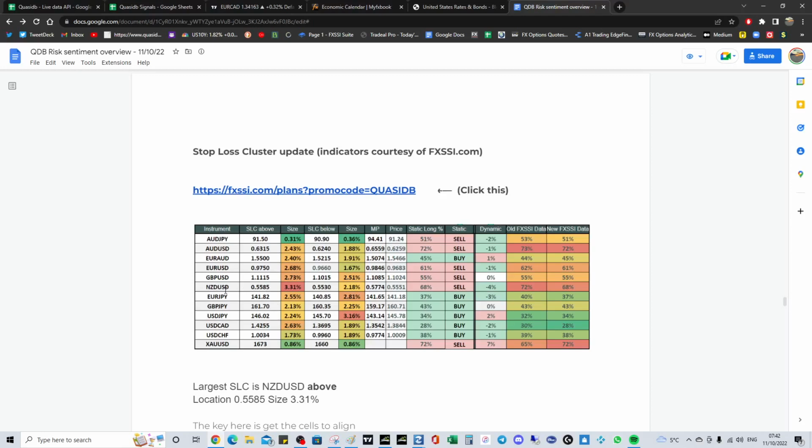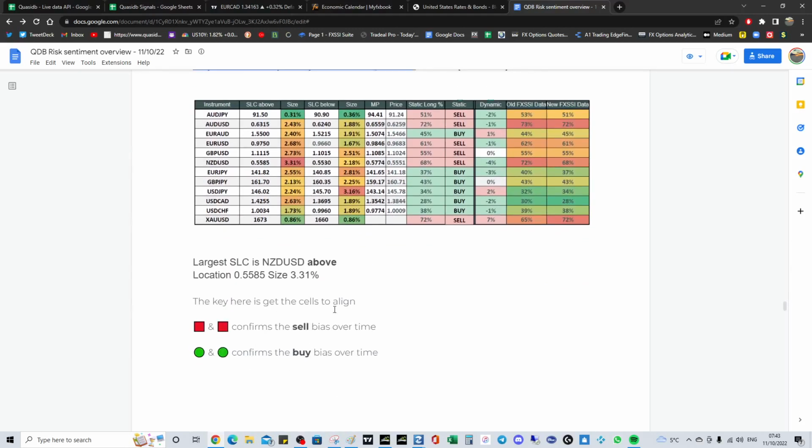And the largest stop loss cluster is NU. And so that's of note. That's new. And it's above at 5585. Whether or not it's going to be safe, it probably will be because we're risk off. So we shouldn't be going up to get that stop loss cluster. And the key here is to get the signals to align.